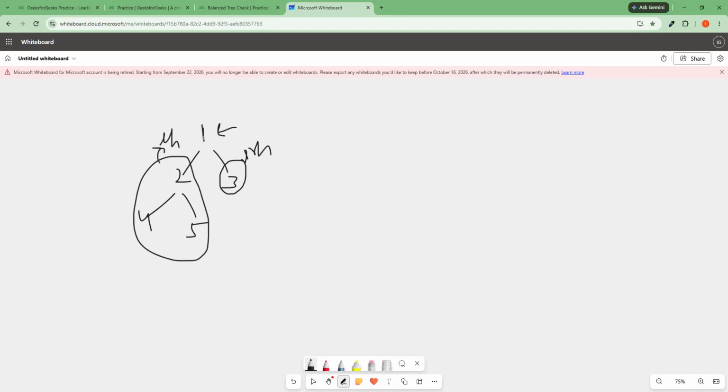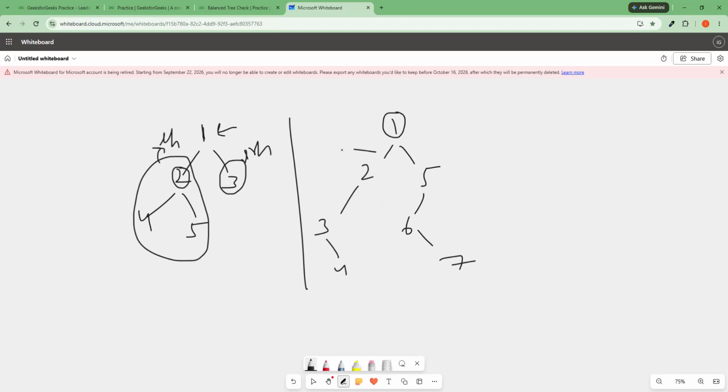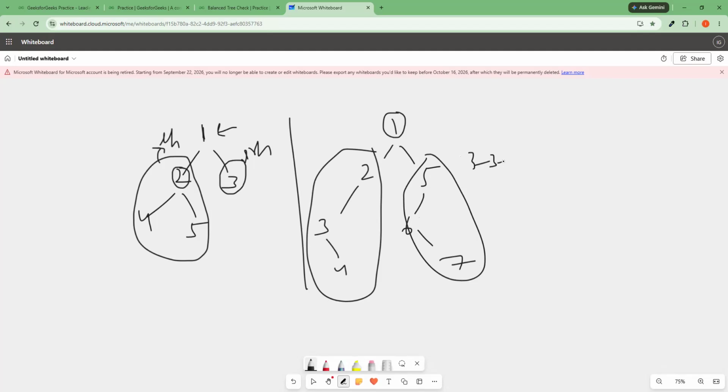But for a particular node, this tree might be balanced, while for an internal node it might not be. For example, consider we have nodes one, two, three, and four, then five and six, and consider seven. For this root node, what is the left height? Left height is 3. Right height is also 3. So the difference is 0, which is less than or equal to 1. So we will say this is height balanced at the root level.